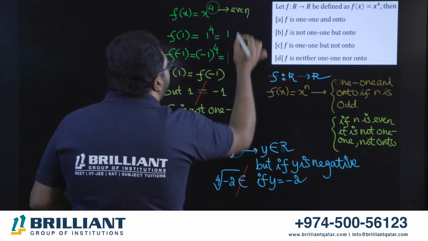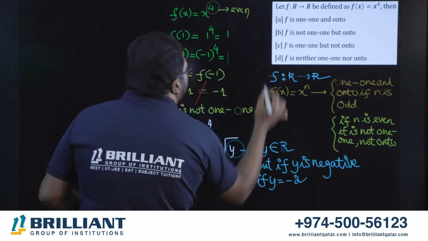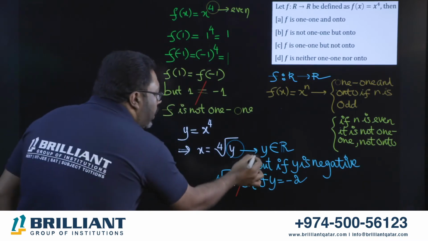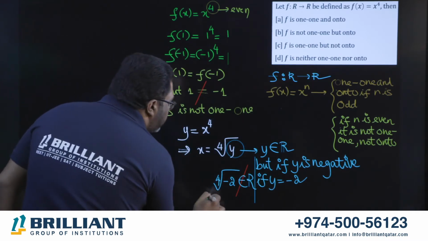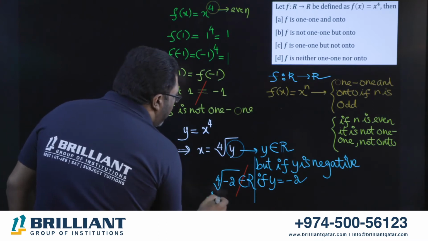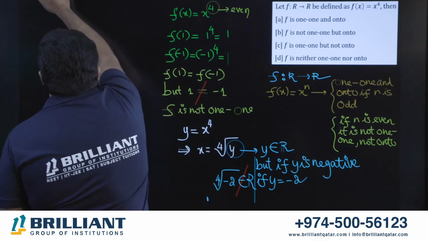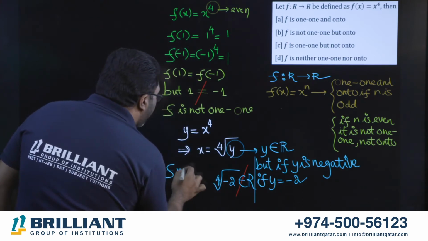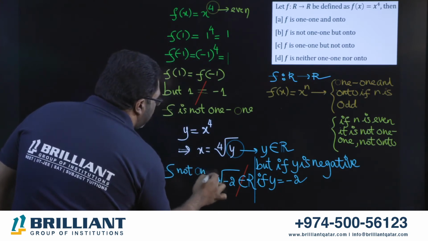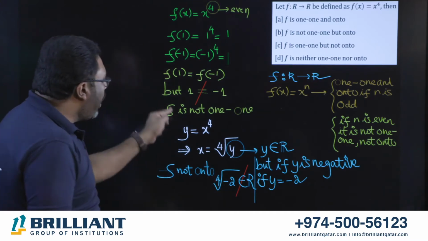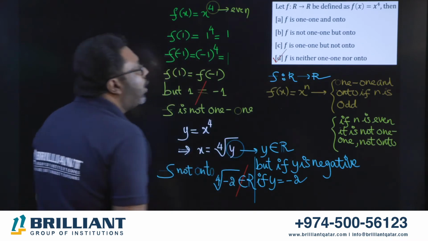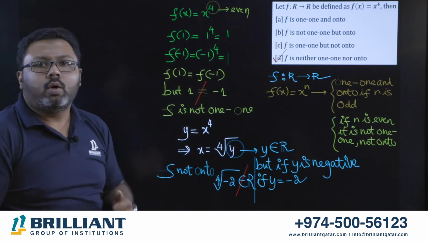The fourth root of negative 2 is not a real number. Therefore, f is not onto. That is why I said it is not 1, 1, it is not onto. It is neither 1, 1 nor onto.